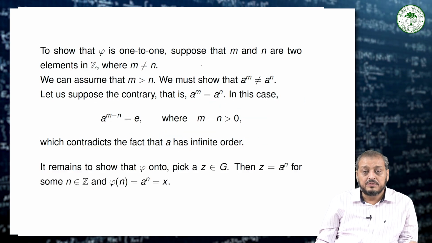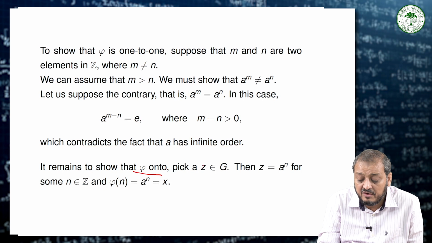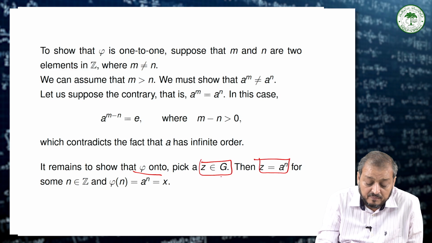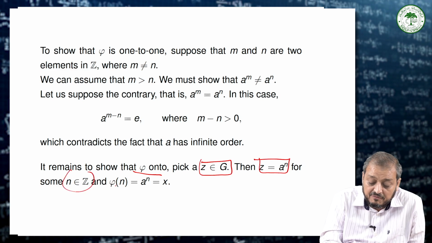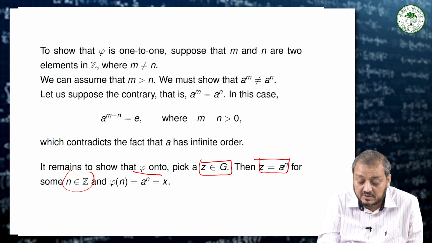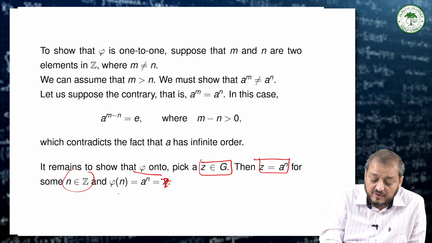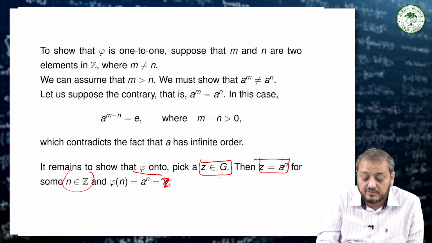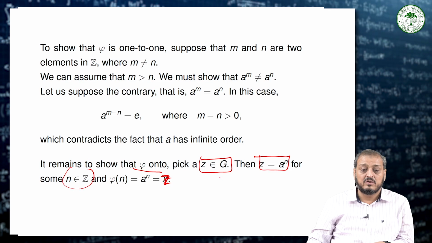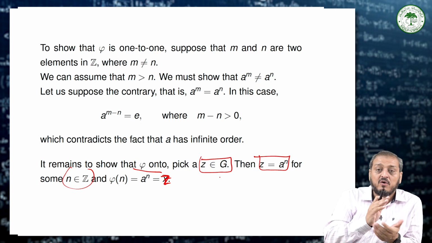So now what remains is to show that phi is onto. Now this is very trivial. We have to pick a z belonging to G. Then z can be written as a to the power n for some n, an element of the integers. Then phi of n is equal to a to the power n, which is z. So phi of n is equal to z, and z is an element of G. So clearly we have shown that this is an onto, 1-1 homomorphism.